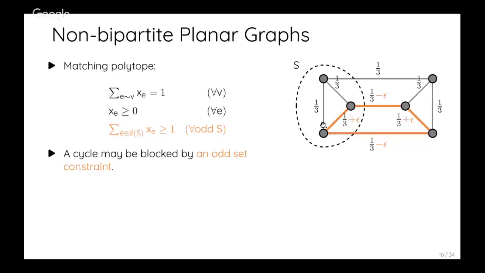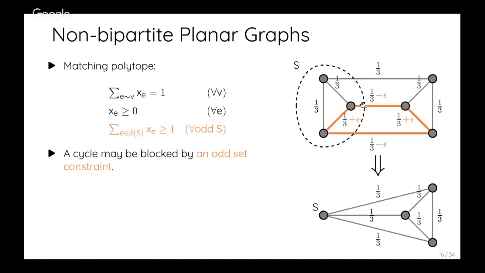So here is an example. If you consider this graph and you put one third on all of the edges, this is a point in the perfect matching polytope. But if you try to add epsilon to the even edges of this cycle and remove epsilon from the odd edges, then the constraint for this cut becomes violated for any epsilon bigger than zero, okay? That's because before you did this operation, the value of this cut was one third plus one third plus one third, one. And now you're removing two epsilon from this value. So the cut would go below one, right? So the third type of constraint can still block us. And it might not be possible to remove an edge from such an even cycle, right?